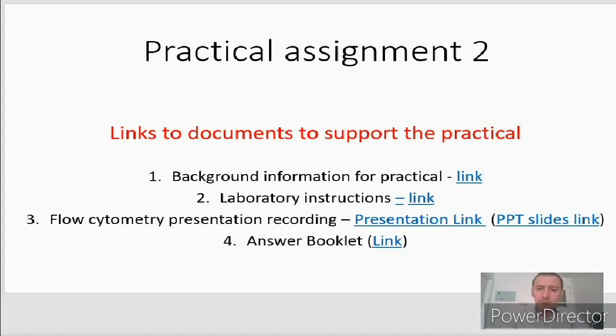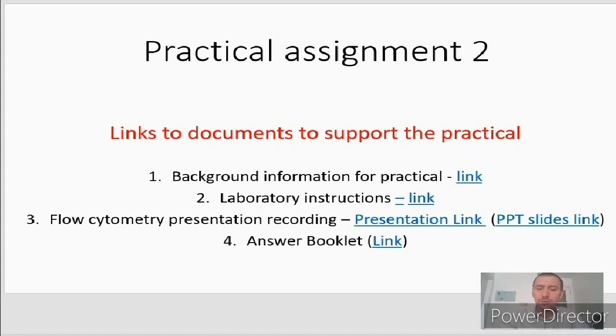So today I'm going to go over the practical assignment for Immunology NU2 301. What I've provided in the PowerPoint, which is available on Blackboard Learn, are 4 links to documents that you'll need to complete this assignment. The first link is to a document related to the background information for the practical.